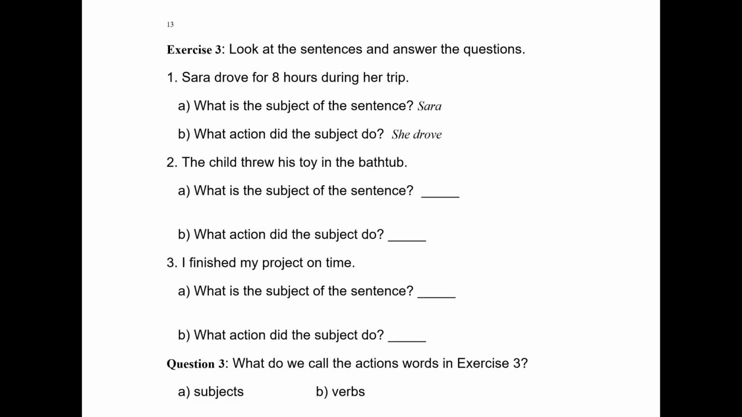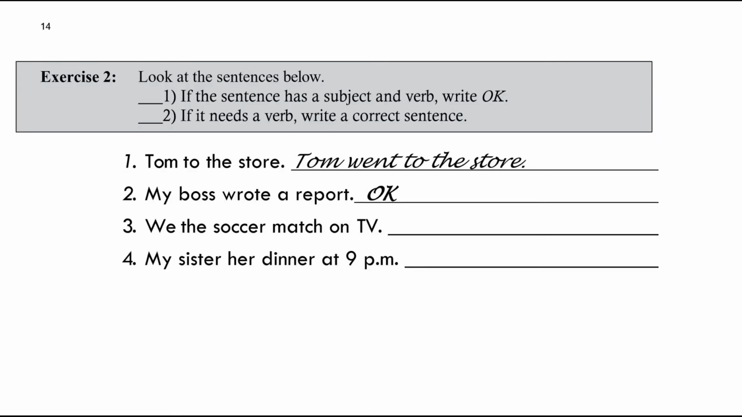Then we have a question, which is going to analyze these. Question 3, what do we call the action words in exercise 3? A, subjects. B, verbs. And of course the answer is verbs. Now we have them apply what they have learned about subjects from the previous unit and what they have learned about verbs from these present exercises.